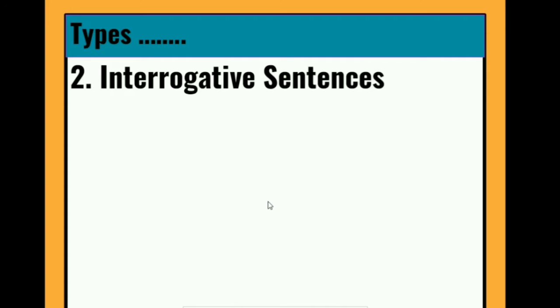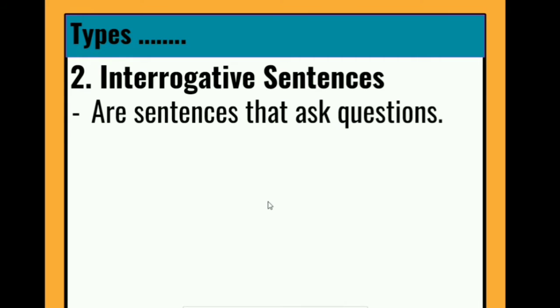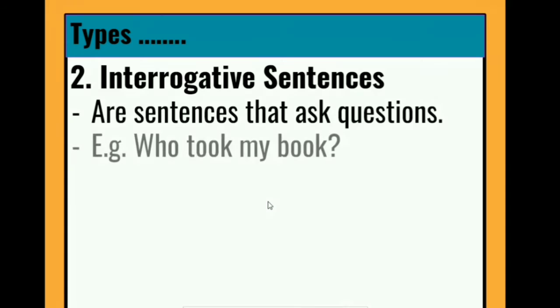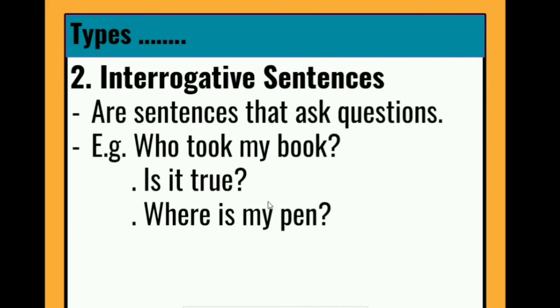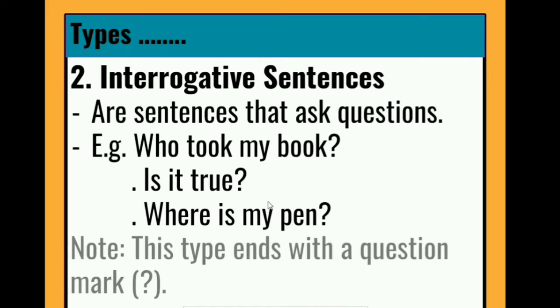Let us take another type. Number 2 is interrogative sentences. What is an interrogative sentence? Interrogative sentences are sentences that ask questions. For example, who took my book? That's a question, so it's interrogating. Another, is it true? That also is interrogative. Another example, where is my pen? Also, this sentence asks a question. The thing to note in this type is that it ends with a question mark. So interrogative sentences do end with a question mark.